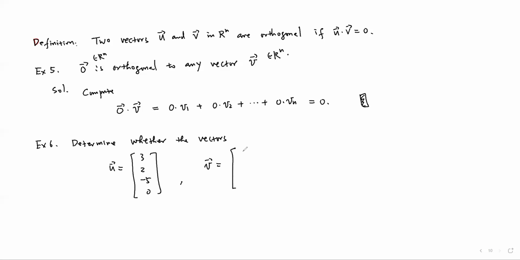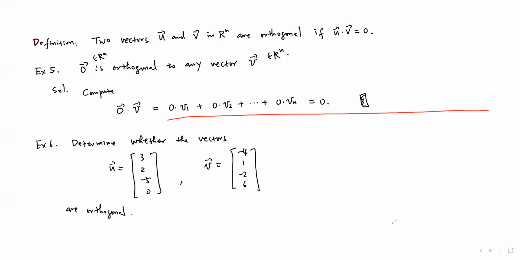Vector V, whether these two vectors are orthogonal. Okay. Now, solution here. How to tell these two vectors are orthogonal or not? Compute inner product.